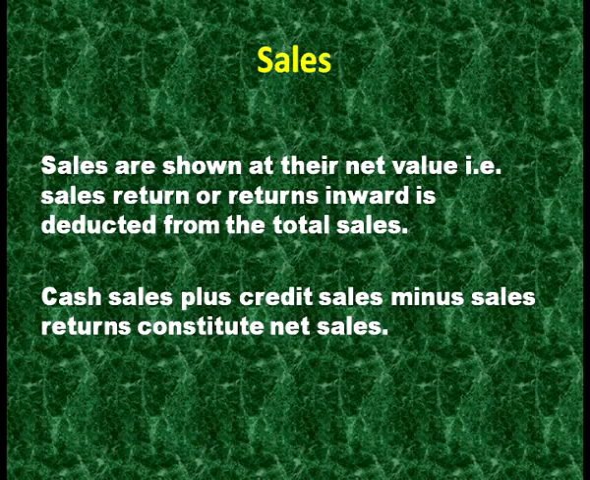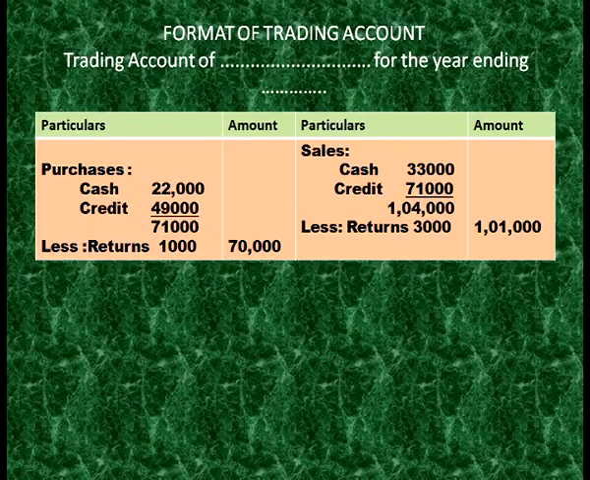Sales are shown at their net value, that is, sales returns or returns inward is deducted from the total sales, and cash sales plus credit sales minus sales returns constitute the net sales. You can see how it is shown or depicted in the trading account credit side.